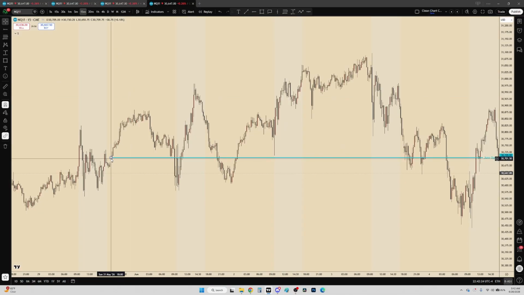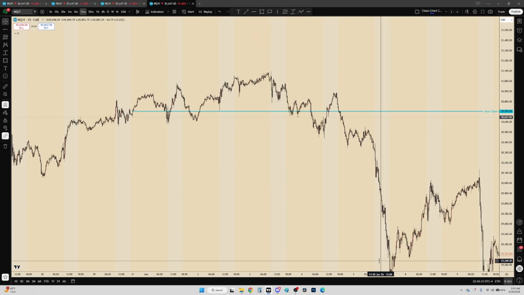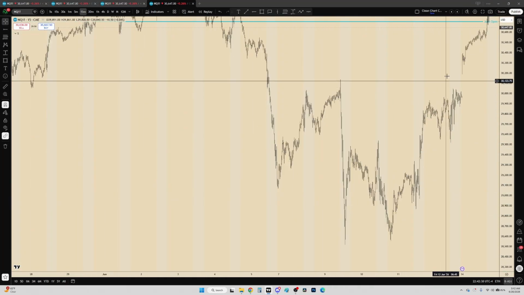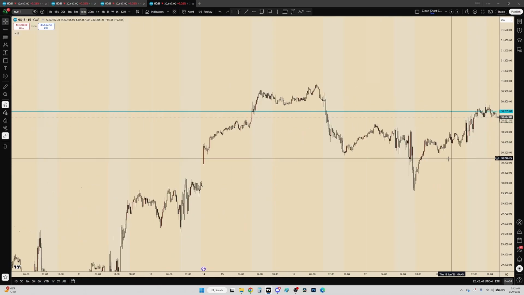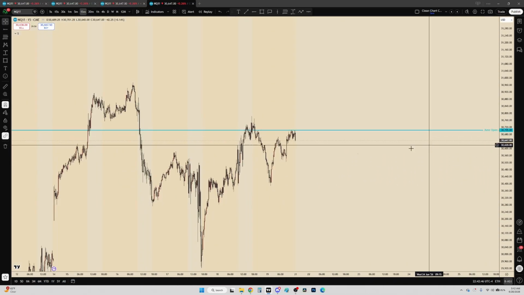So this is the opening price on June, and then we have consolidation, manipulation up, and then we have distribution all the way down, and then we started consolidating, and then we started reversing the trend to get back above the June open, retraced, and now we're back near the June open.